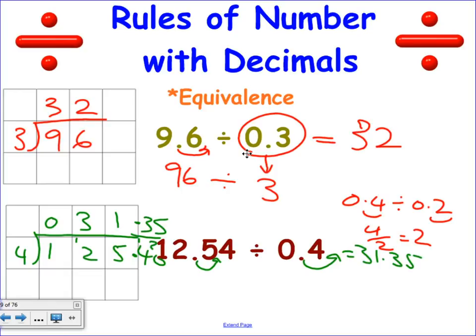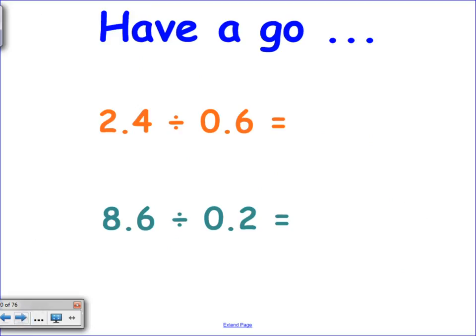Okay? I'll give you a couple to try that are quite straightforward. They're not as hard as that last one I just did. Okay? So just do the rules for those two and you'll hopefully come out with the right answer. We'll talk through them again. So I've got 2.4, I'm dividing it by 0.6. And I've got 8.6 and I'm dividing it by 0.2.